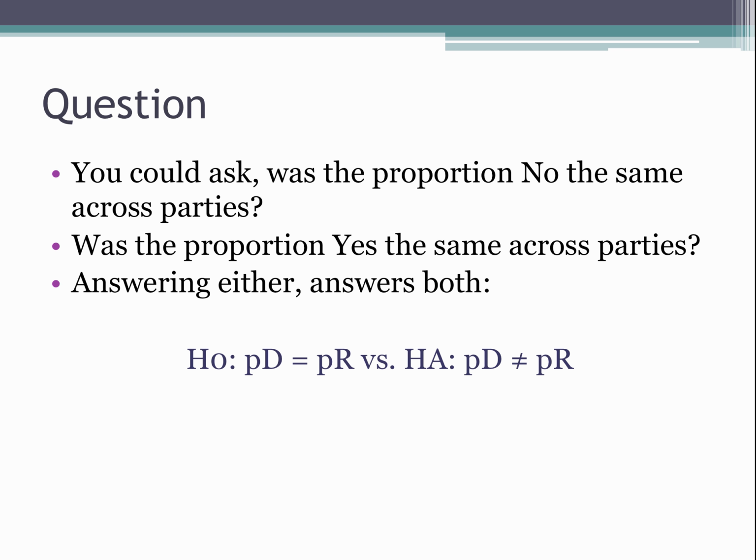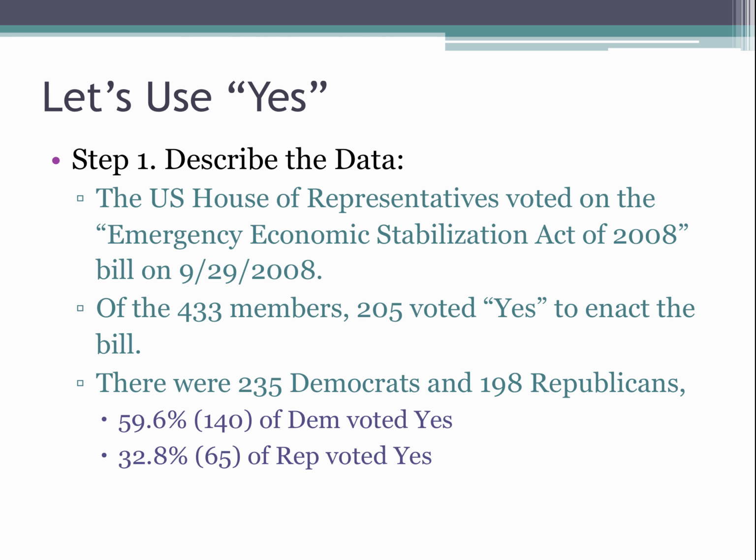Our question is: is the proportion no the same across parties? We could also ask if the proportion yes was the same across parties. Answering either one, remember, answers both. We'll either ask about the proportion no or the proportion yes, but we're not asking if the yes equals the no, and we're not asking if they equal 50%. Is our observed proportion of Democrats that voted yes equal to our observed proportion of Republicans that voted yes, versus our alternative where they are not equal? So we'll use the yes proportion.